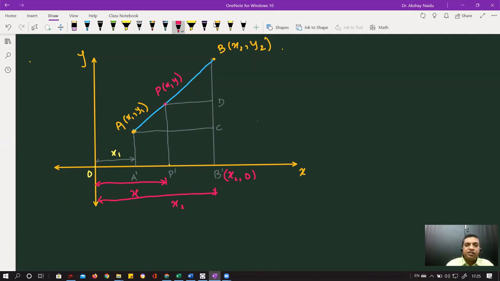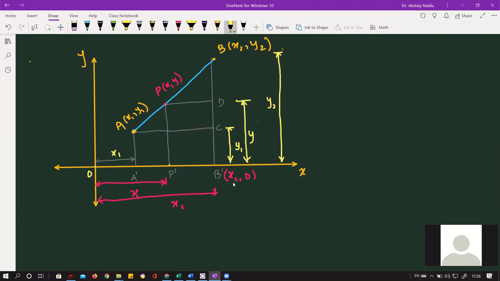Likewise, what is this distance? C B dash. What is this distance? Anybody? y1. Very good. What is this distance, B dash to D? y. And this distance? y2. Good.